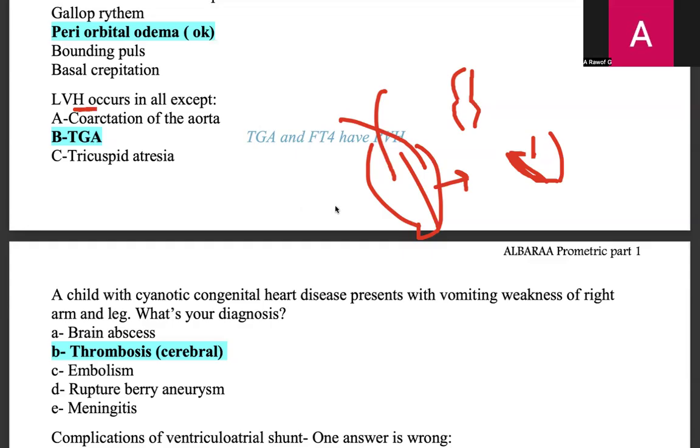In tricuspid atresia, again, the tricuspid valve and the right heart are weak, so the left ventricle will be strong even in this case. But in transposition of great arteries, what happens? The aorta starts from the right ventricle and the pulmonary artery starts from the left ventricle, so the left ventricle will be weaker here. So transposition of great arteries is the correct answer.